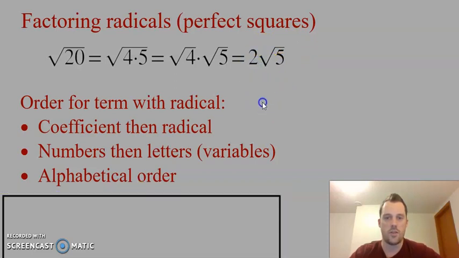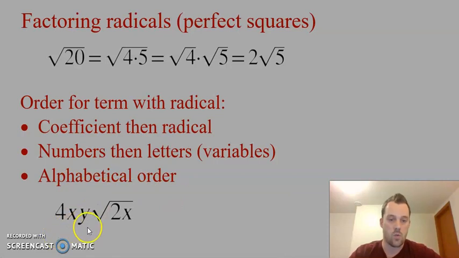And then within the coefficient and within the radical, we want numbers first and then letters or variables. And then if there are multiple variables, we have to put those in alphabetical order. So one example might be 4xy times square root of 2x. So notice how, again, we've got the numbers in our coefficient before the variables, and then the variables are in alphabetical order, and then we've got the radical here, number, and then variable.